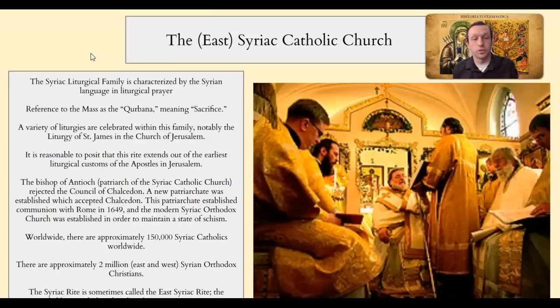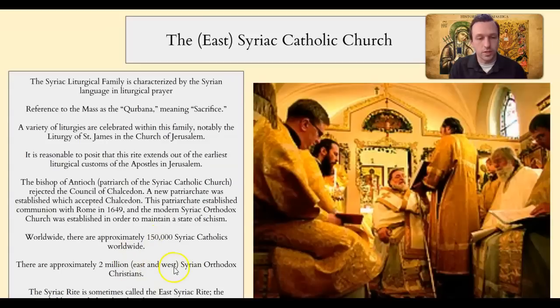This patriarchate, which accepted Chalcedon, then established communion with Rome in 1649, and the modern Syriac Orthodox Church was established in order to maintain a state of schism. But the authentic pro-Chalcedon Patriarchate actually did convert and become Catholic. There was an offshoot of Orthodox that did not want to accept communion with Rome. Even though it was the official Patriarchate who accepted the papacy in the 17th century, there are only 150,000 Syriac Catholics today, and there are approximately 2 million Syrian Orthodox Christians.